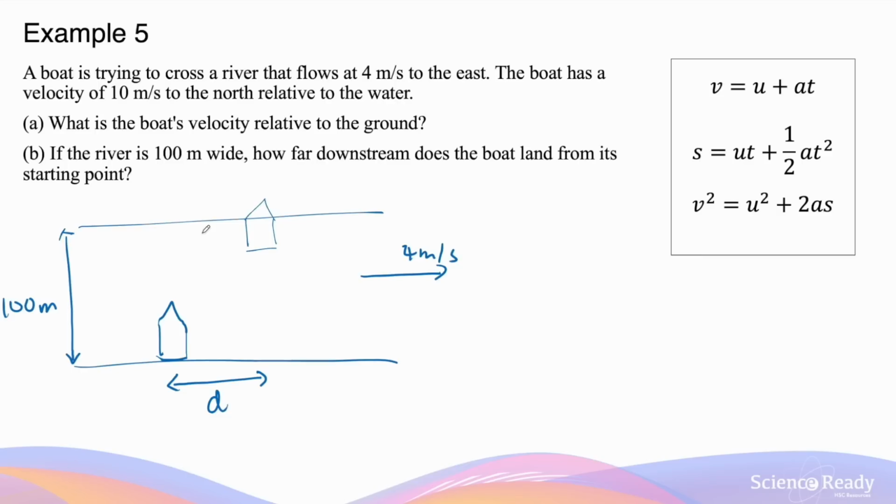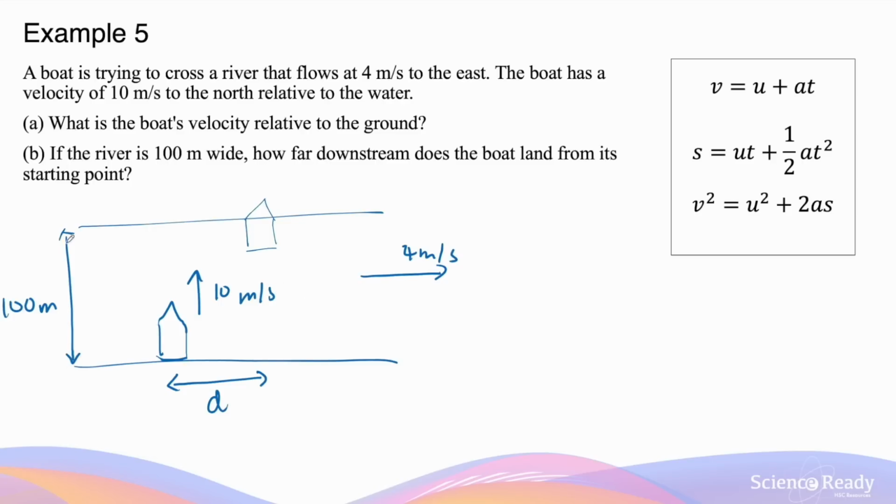For this scenario, it's important to understand that we have two dimensions. We have the boat heading in the north direction, which we can call a vertical direction. And at the same time, the river is pushing the boat towards the east direction. We call that a horizontal direction. The two directions are perpendicular, so we should always analyze them separately. The time taken for the boat to cross the river is purely dependent on the boat's velocity relative to the water, which was 10 meters per second to the north.